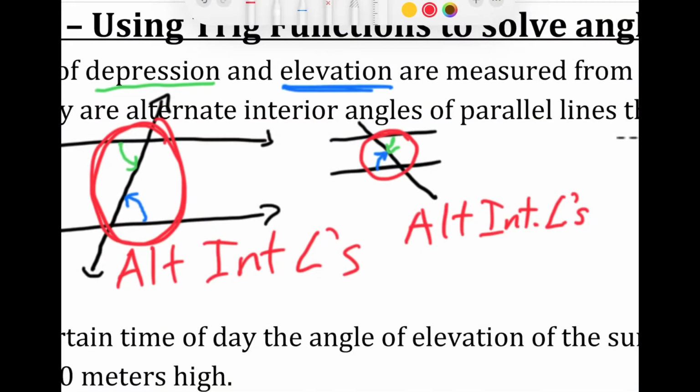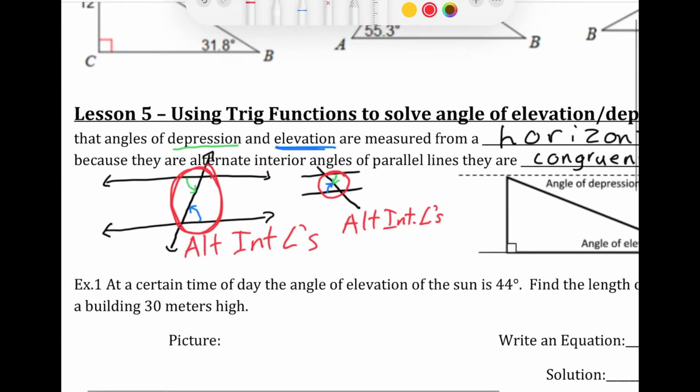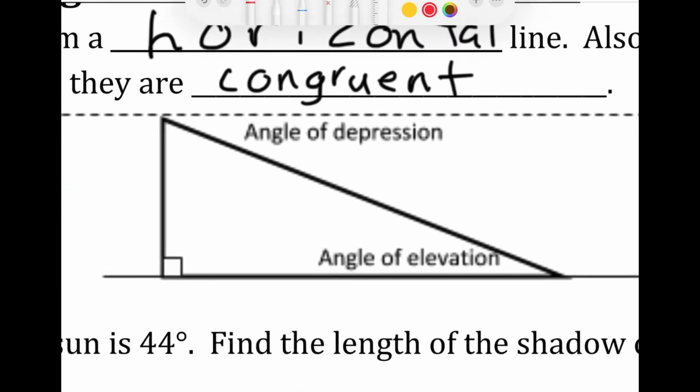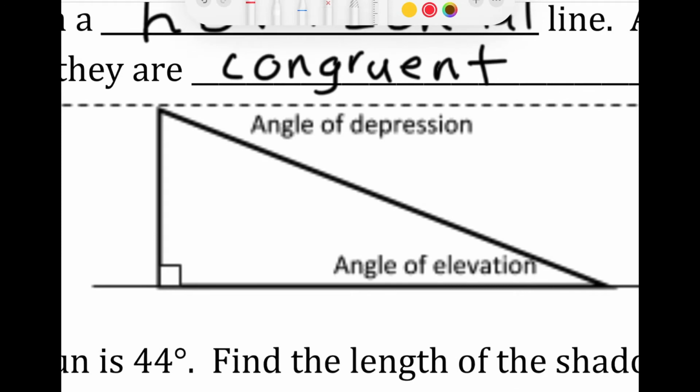So as I talked about in part one, even if we're looking at angle of depression or angle of elevation to begin with, we know that if we look at the alternate interior angle, it's going to be the same angle measurement. So if we look at a right triangle, this is how that angle of depression or angle of elevation is going to look.